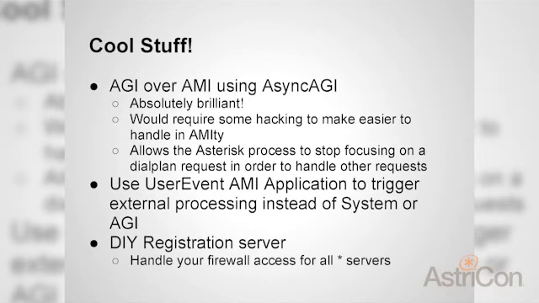Also, use the UserEvent AMI application. Whatever sockets are waiting for events to come in, you can just generate at any point in the dial plan a user event that says, hey, look at me, or something. And use that to trigger external processes if you're not expecting any sort of response, or if you think you'll be expecting it in 10 seconds, 20 seconds, whatever. Try to be responsible with it. But you really want to use that instead of system or relying on slow AGI.